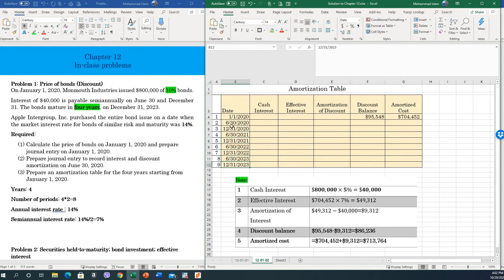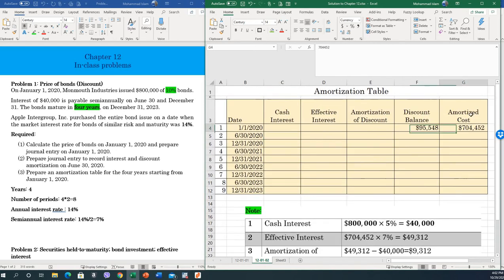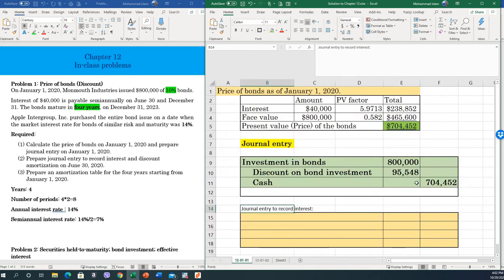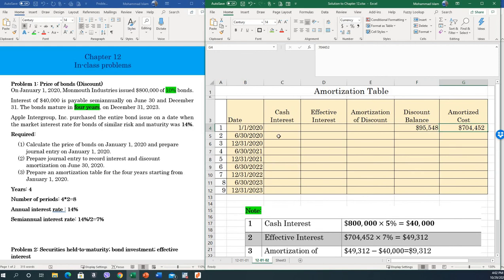These are the dates on which the interests are due. So we have started with the balances. What balances do we have? See the amortized cost, this amount. So this is the face amount that we have paid in cash, and this is the discount balance. We have this one, see, this is the discount balance, 95,548, and this one. So we have started with this. Now let's go.